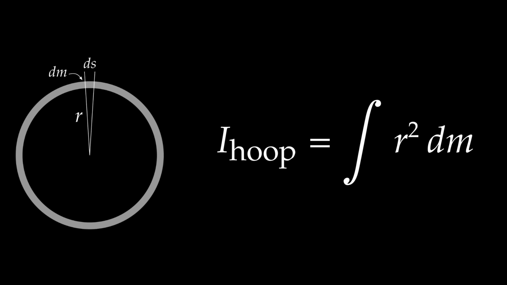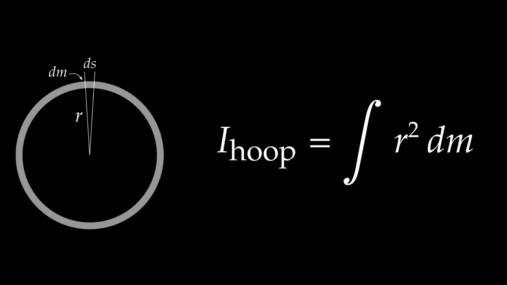Well, in this case, I actually need to divide the hoop up into differentials of mass. I have to define what dm is, and that's easy to do. All I have to do is make a little slice out of this, like that, and say there's a little differential of arc length here, maybe ds, that contains a differential of mass dm.